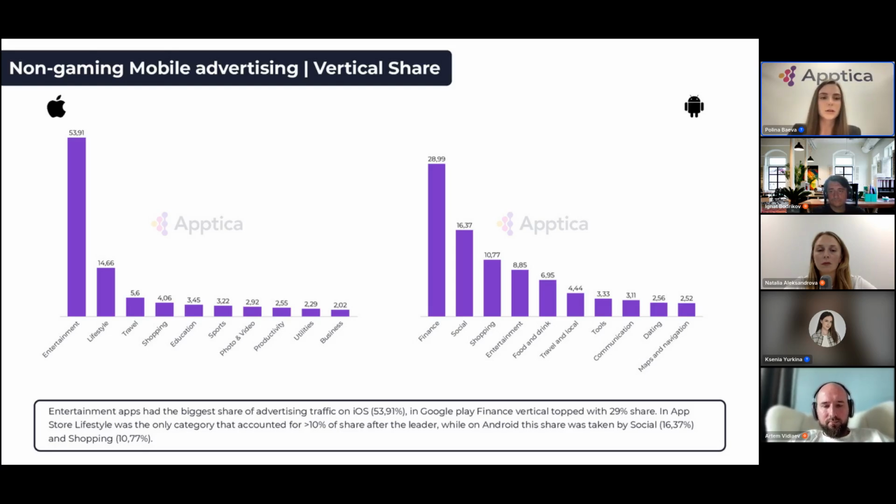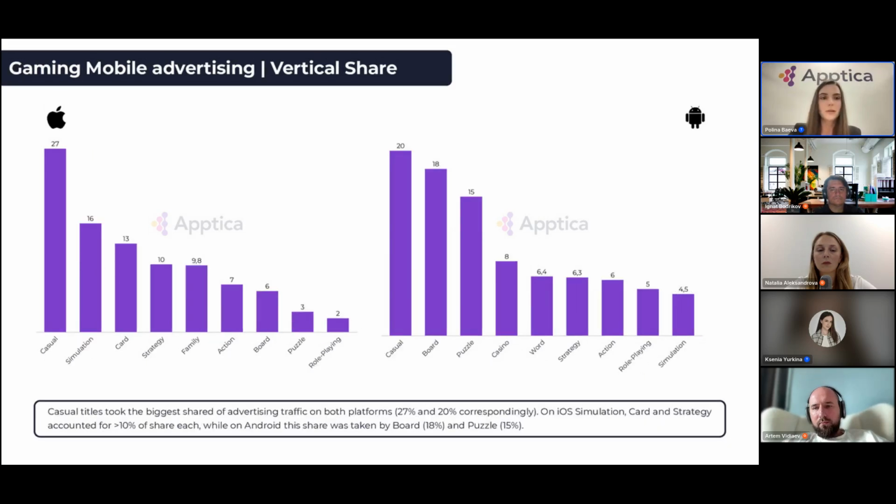And looking at these bar charts, you can see that on iOS, the entertainment category became a leader with over 50% of share, followed by lifestyle that also gained more than 10% of advertising traffic, while on Android, finance became the leader with almost 29% of advertising traffic share, followed by such categories as social and shopping.